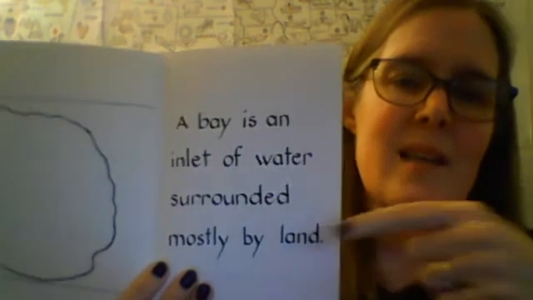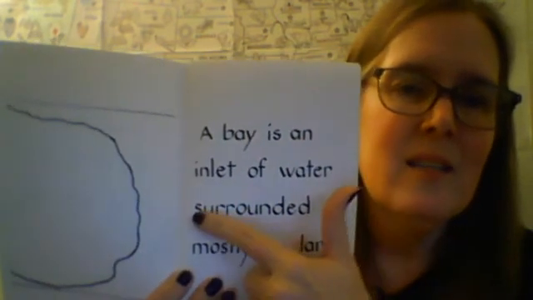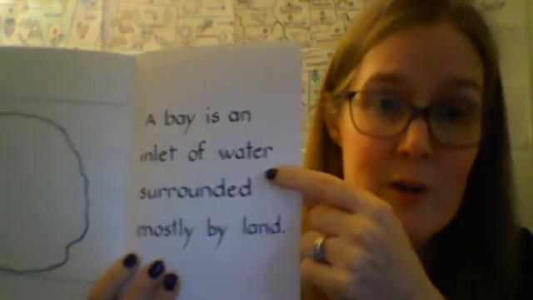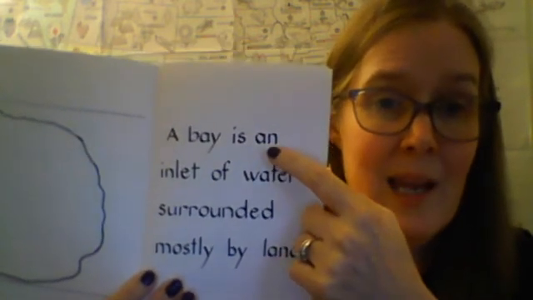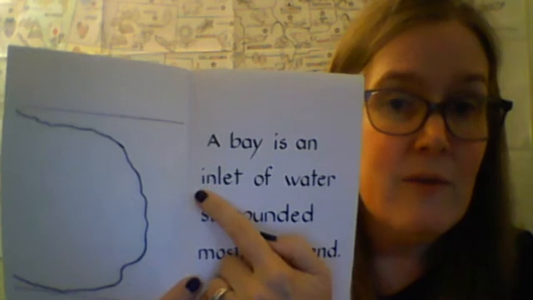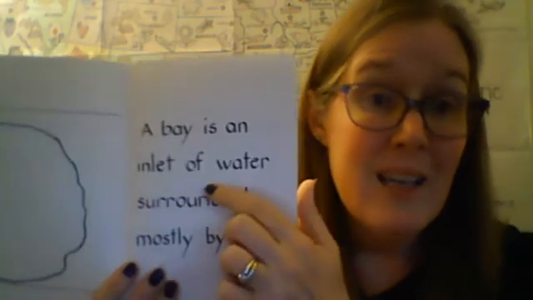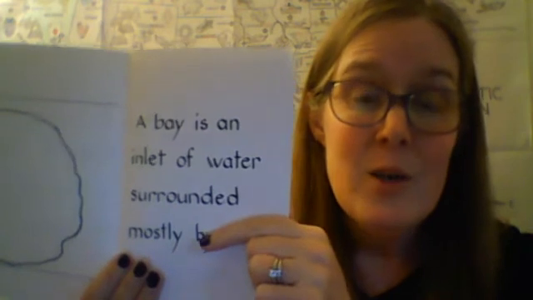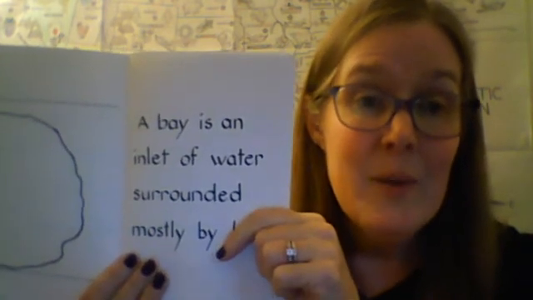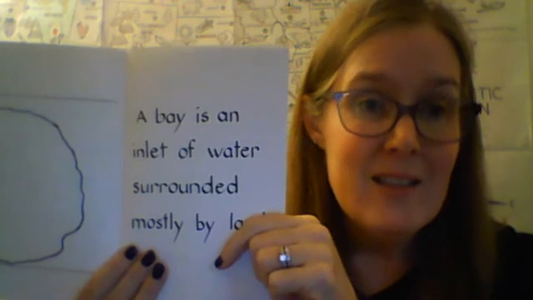I want you to notice that in the bay definition, it says an inlet of water. Now you remember in our study of articles that we don't say a inlet because inlet starts with a vowel. And the same was true in our lake and island work. You might have noticed we said a lake and we said an island. Because when the noun starts with a vowel, our article has to match it. Our article has to be an.